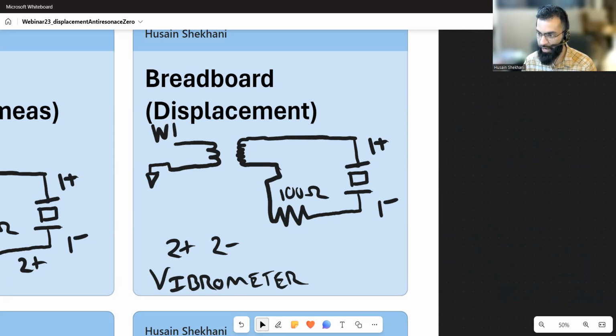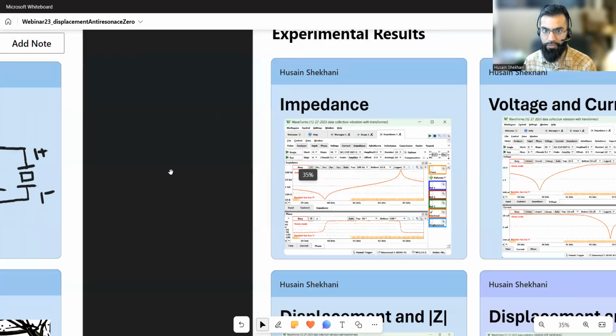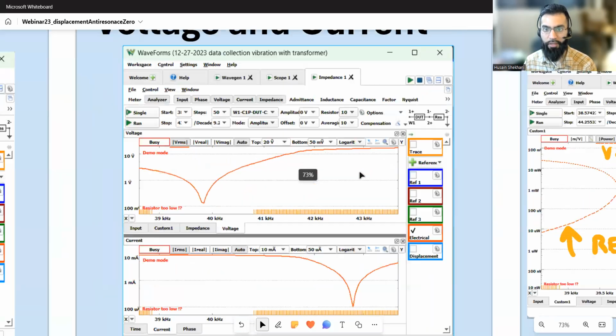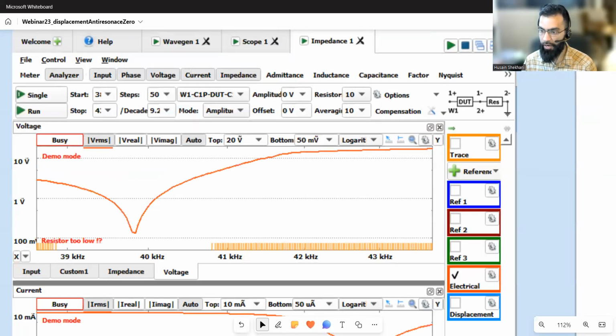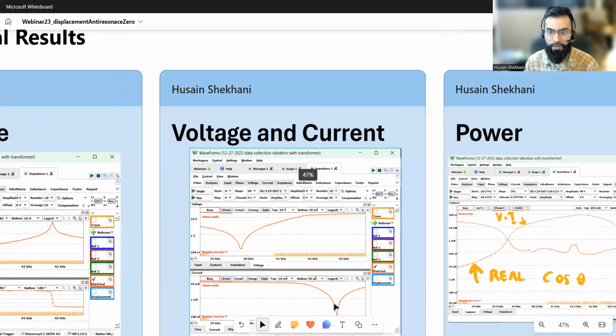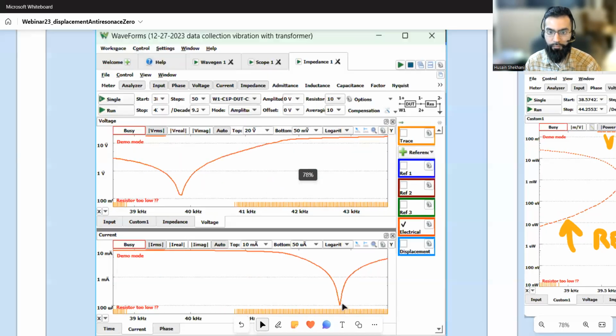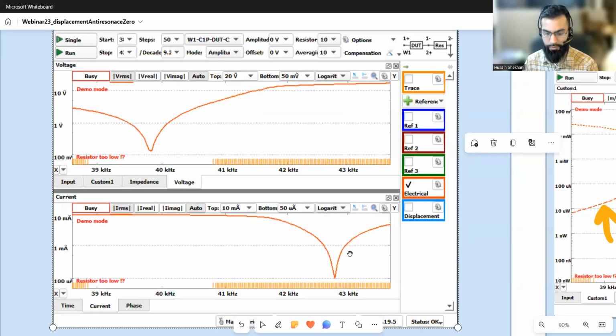Is the voltage constant at anti-resonance? Somebody asked in the comments, is the voltage constant at anti-resonance? It's approximately constant, so it changes only slowly. The anti-resonance is here, so it's approximately constant. Why? Because the impedance value is high and it's staying high.